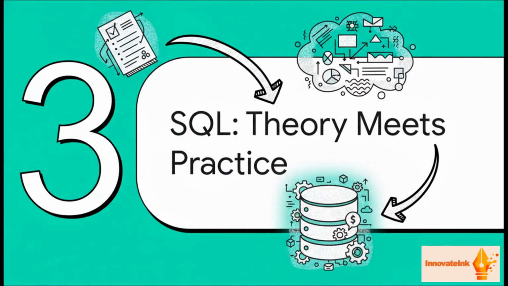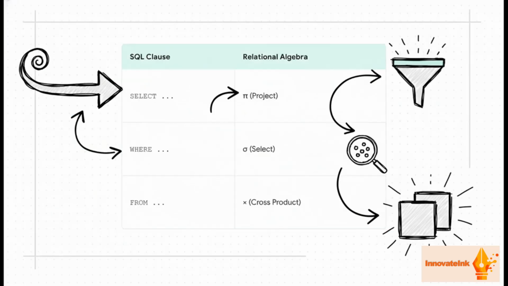So now we've got these two really powerful but really different theoretical ideas. We have the step-by-step recipe of algebra, and we have the descriptive wish list of calculus. So where does that leave us in the real world? Well, it leads us straight to SQL, which, as it turns out, is a brilliant combination of both. Okay, and here it is. This is the big aha moment.